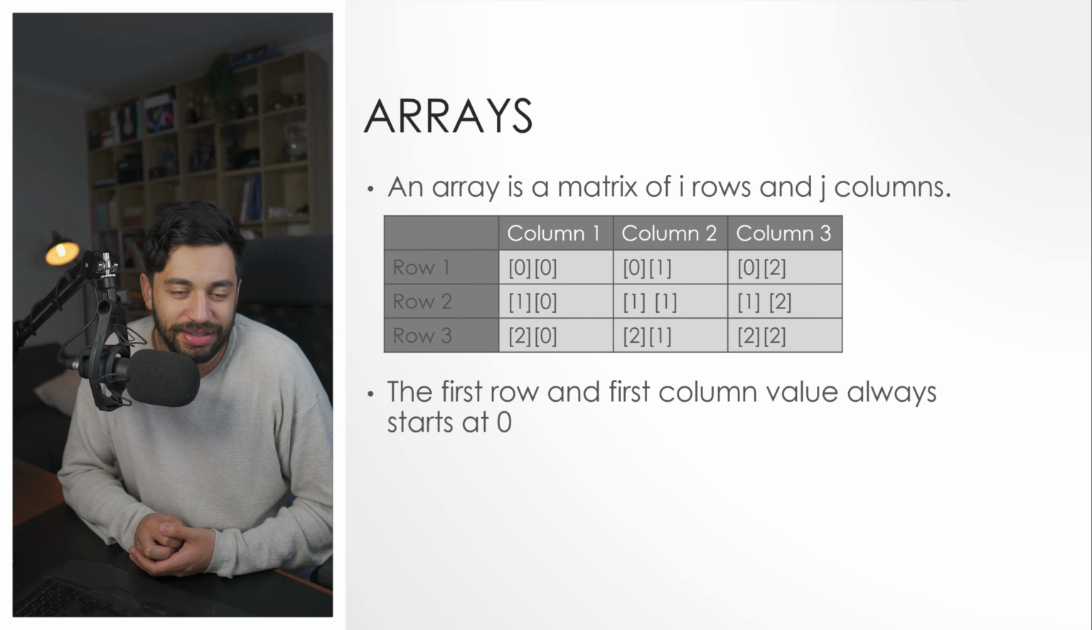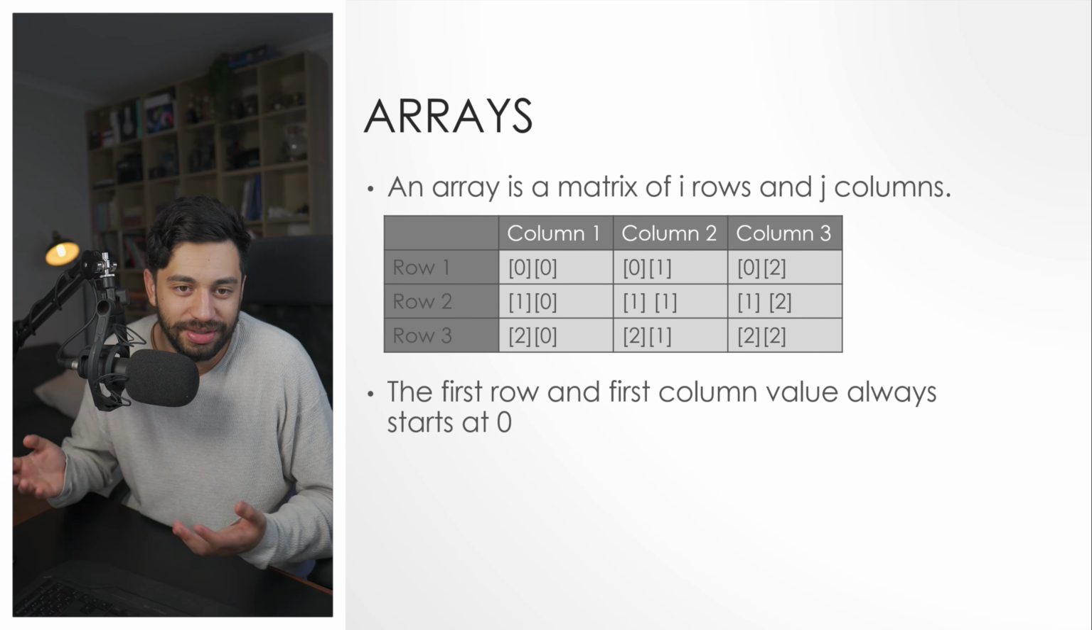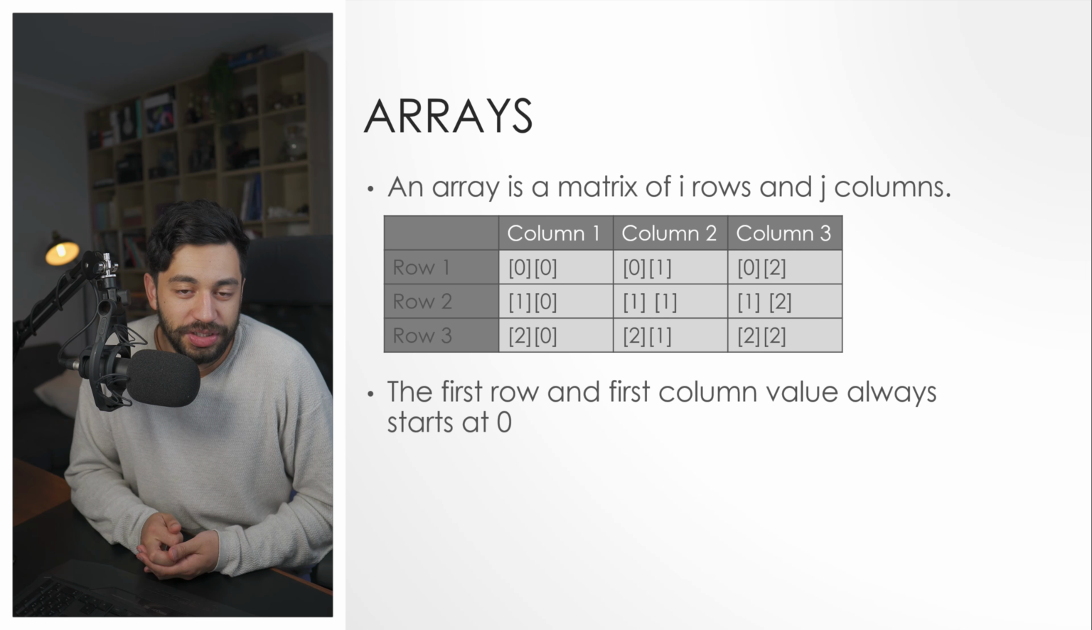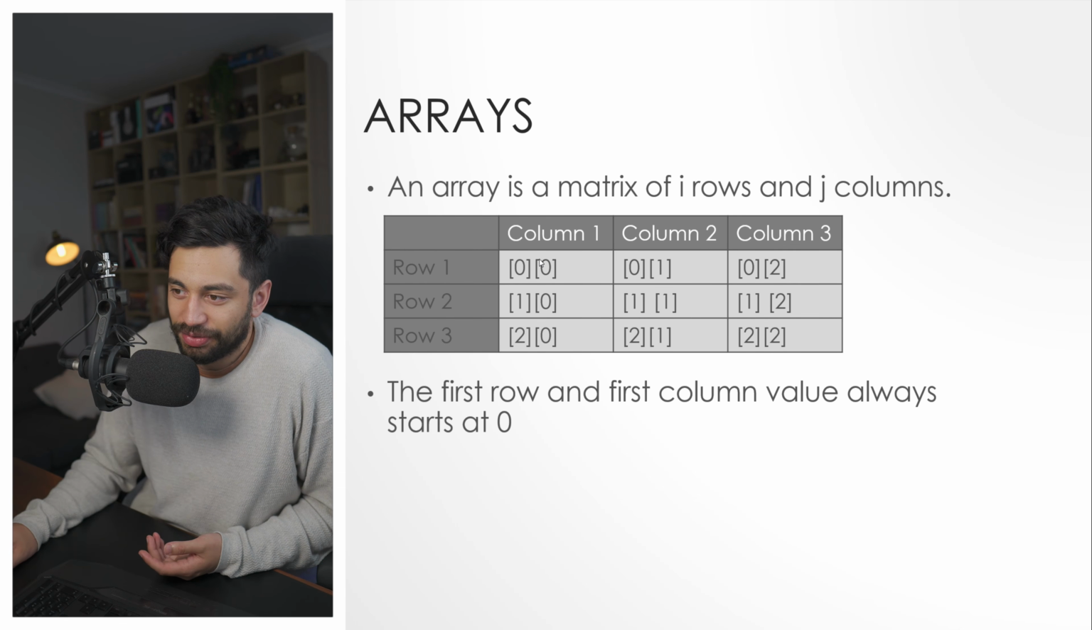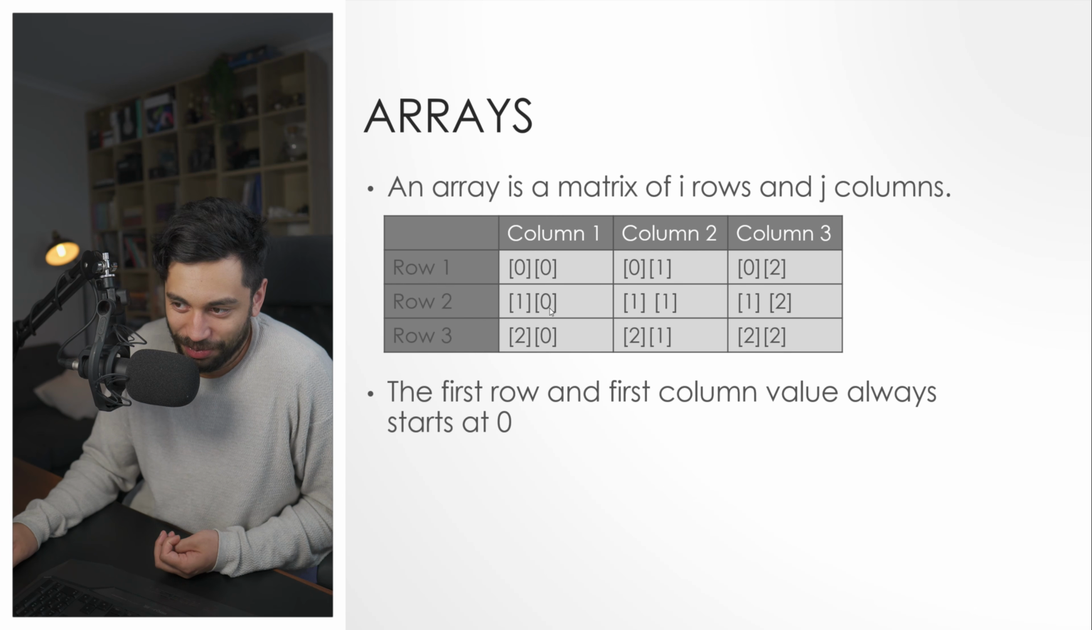One thing that I do want to note, and this is common with arrays in computer languages, is that the first row and the first column will always start at point 0. So if we look at the screen, we've got row 1, column 1, but the lookup for this particular value, whatever that value might be, is actually 0, 0. Then row 2 is actually number 1, so that's 1, 0 for row 2, column 1, and then we've got 2, 0 for row 3, column 1.